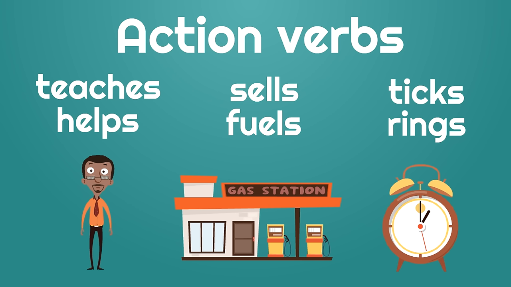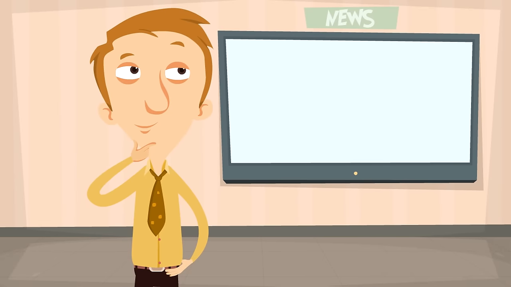Action verbs describe what nouns do. A teacher teaches and helps. A gas station sells and fuels. And an alarm clock ticks and rings. Let's think of some more real-life examples of action verbs.